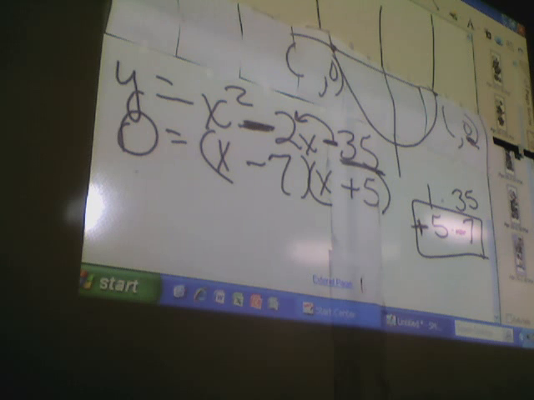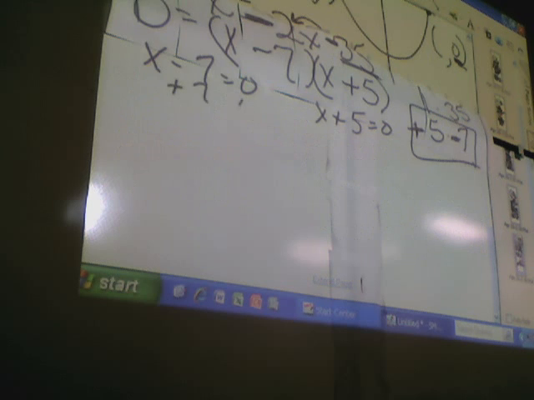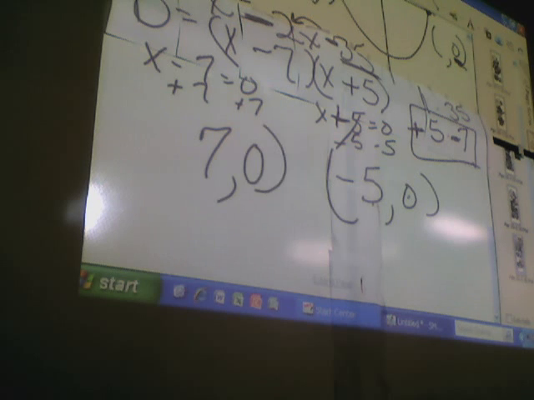Okay? So if we set each one of our factors equal to 0, our first one will be adding 7 to both sides. Will be 7, right? Our second one is plus 5, so we're going to subtract 5 from both sides. So the next one will be negative 5. That will be the places that it crosses our x. So we would make it into a coordinate. That's our x point, and our y is 0. This is one of the intercepts, and this is the other x-intercept right there.